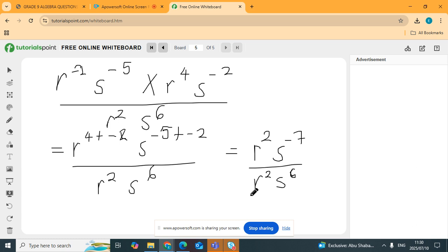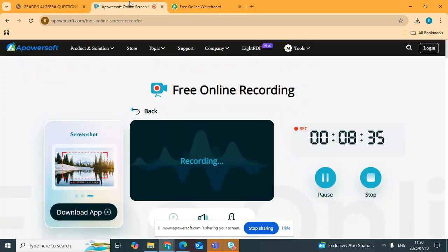Okay, so you cancel the r to the power of 2, you cancel the r to the power of 2. Then you end up with s to the power of minus 7. Now, when you're dividing two exponents, you have to subtract them. So it's going to be s to the power of minus 7 minus 6. Then you end up with s to the power of minus 13, which later on simplifies to 1 over s to the power of 13. Now this is the final answer.